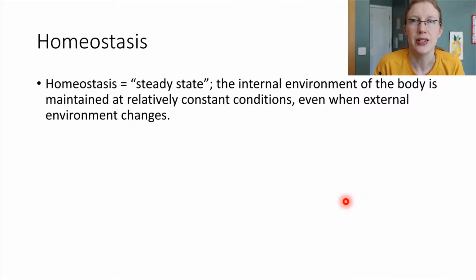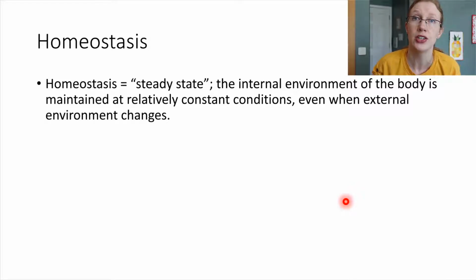Our bodies have an amazing ability to maintain their internal conditions and not let things fluctuate too much. So the word for this is homeostasis. Homeostasis is referring to the steady state, the fact that our bodies can maintain a steady state internally. And they can do this even when your surroundings change, right?